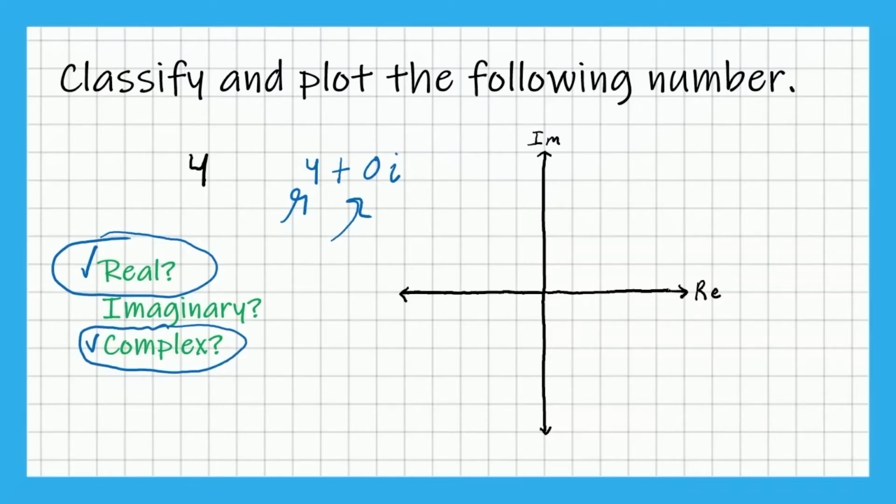Now, how do we graph this number on the complex plane? Well, this time we're not going to move vertically, because the vertical axis is the imaginary axis. We're only going to move horizontally, and in this case, we're going to move to the right because it's a positive 4. So starting at the origin right here, we're going to go 1, 2, 3, 4 units to the right, and we will land at that point right there. And that is how we graph 4 on the complex plane.